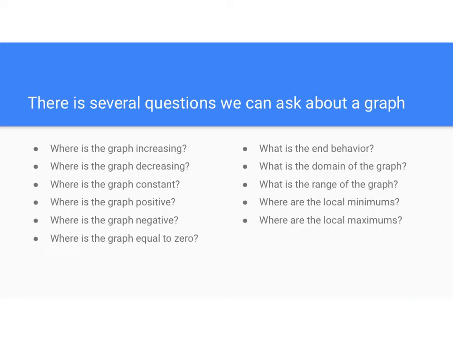In this section, we are going to look at different ways to describe graphs. We're going to talk about where the graphs are increasing, decreasing, constant, positive, negative, or equal to 0, what the end behavior is, what the domain and the range of the graph is, and where any local minimums and maximums lie.